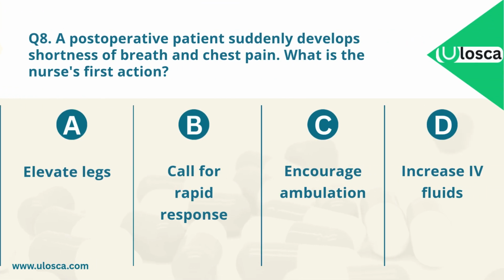Question 8. A postoperative patient suddenly develops shortness of breath and chest pain. What is the nurse's first action? A. Elevate legs. B. Call for rapid response. C. Encourage ambulation. D. Increase fluids. Which one is the correct answer?